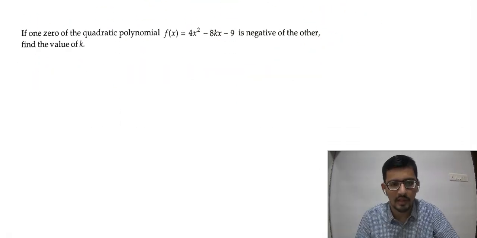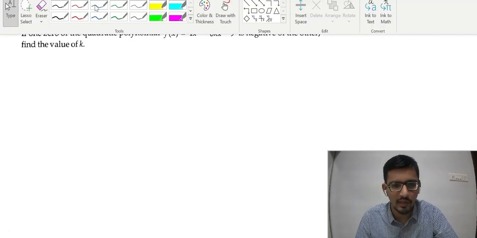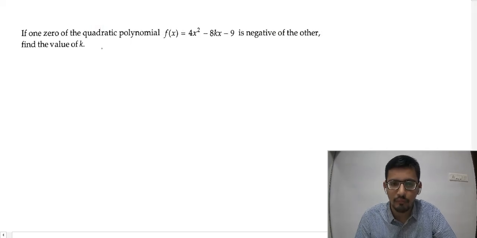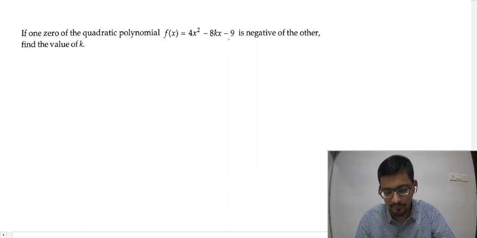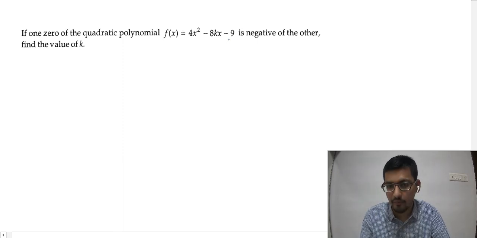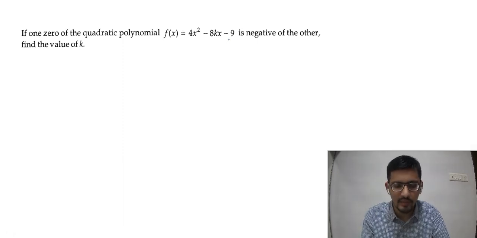Let's see one more example. Next question, what they're telling: if one zero of a quadratic polynomial is a negative of the other. See, till now, whenever they're telling us zeros, we were assuming alpha and beta. Now here they're telling one zero is a negative of the other. So what will you assume?